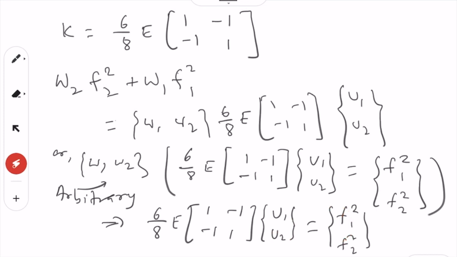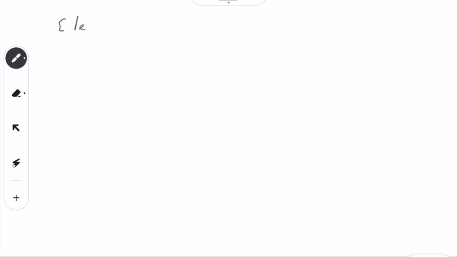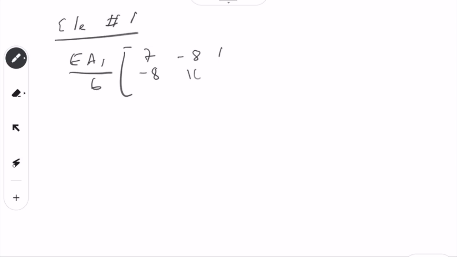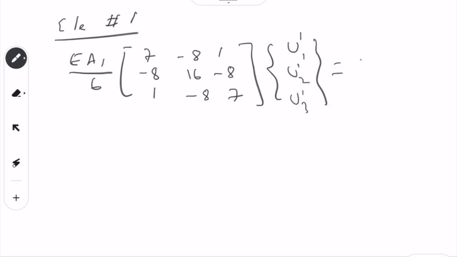So for these two elements, we got two equations. This is for element number 2. For element number 1, we have the equation, and that is EA1 over 6 [7 -8 1; -8 16 -8; 1 -8 7] times [U11 U12 U13] is equal to [B naught over 3 F11; 4 B naught over 3; B naught over 3 plus F12].